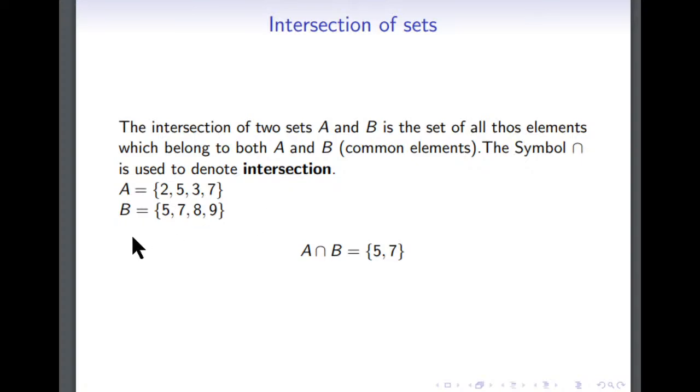Let's take an example. Set A contains 2, 5, 3, 7. Set B contains 5, 7, 8, 9. So what will be the intersection? I will check the common elements. 5 is in both sets, so I will take 5 in the intersection set. Then 7 is in both sets, so I will take 7 in the intersection of sets. No other element is in both sets A and B, so there are two elements in the set A intersection B.